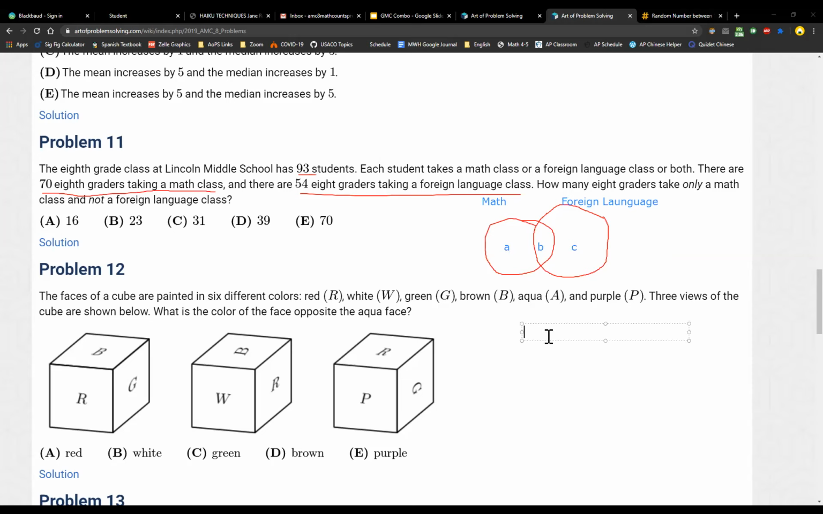So the 70 eighth graders take a math class. We have A plus B is 70. And then 54 eighth graders take a foreign languages class. So B plus C equals 54. How many eighth graders take only a math class and not a foreign languages class? Oh, also we know that the total is 93. Okay, so the only math class, not foreign language, is essentially this part. We want to find A.